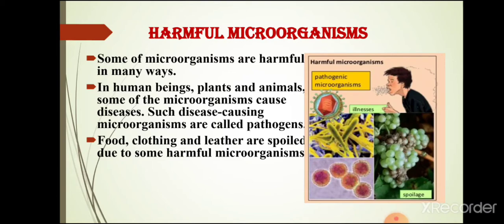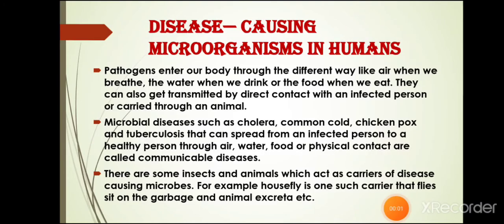Even, students, microorganisms spoil food, clothing and leather also. So let us study more about their harmful activities. Our next topic is disease causing microorganisms in humans. Pathogens can enter our body. How can they enter our body? There are different ways, like the air we breathe, the water which we drink or the food which we eat.